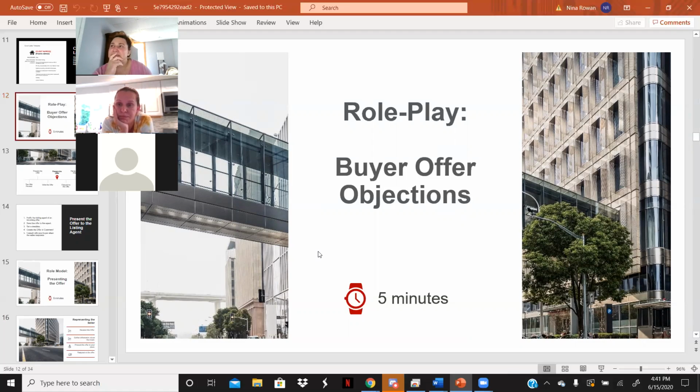What other objections? That's really one of the big ones. And very low offers. So repairs and low offers are the two really big ones.